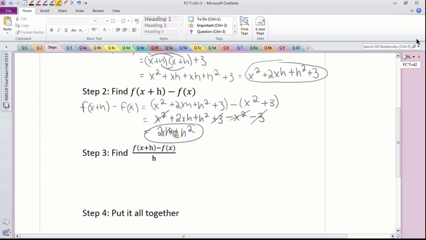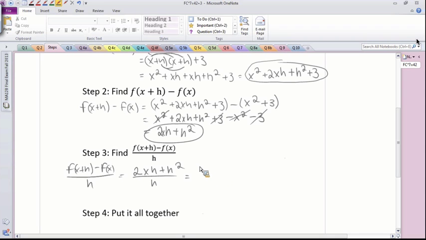Okay. So step 3 is taking all we did in step 2, f of x plus h minus f of x, all over h. So what we did in step 2, and just put that over h. So we have 2xh plus h squared. I'll write it so you know where it's coming from. f of x plus h minus f of x over h. So that was what we got from step 2, and this is all over h.